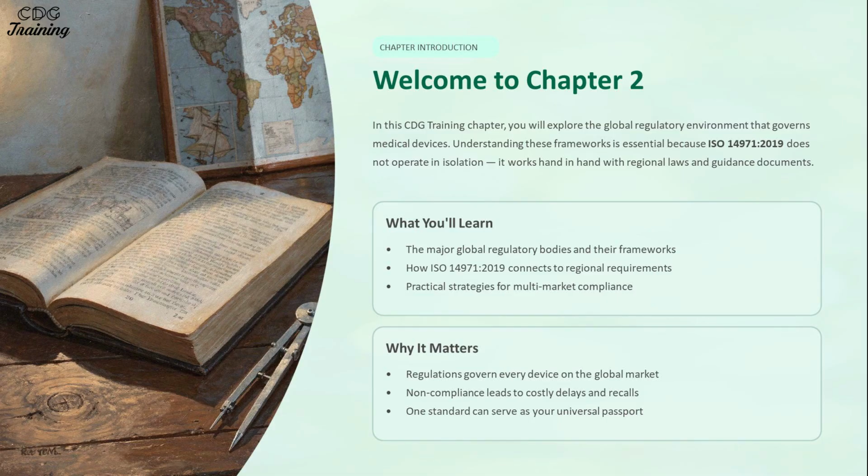Welcome to Chapter 2 of the CDG Training course. Here, you'll explore the global regulatory environment for medical devices. Understanding these frameworks is crucial, as ISO 14971:2019 does not operate in isolation but works hand in hand with regional laws and guidance documents.